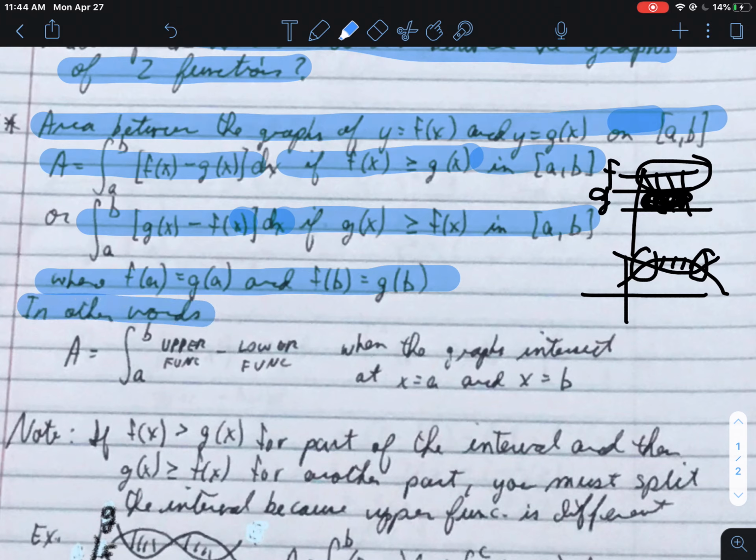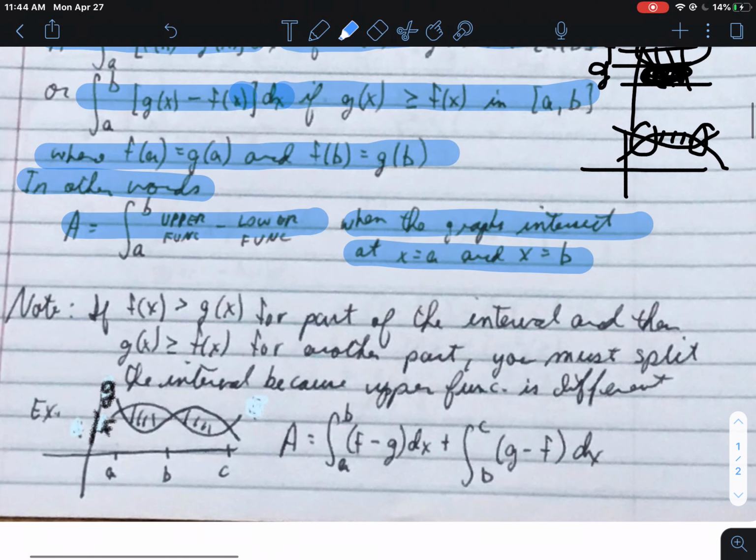So in other words, like I said, it's a pretty straightforward idea. Otherwise, we're finding the area as the integral from a to b of the upper curve or upper function minus the lower function, all right? Given that the graphs intersect at the points where x equals a and x equals b. Now, what happens though if in my interval that changes, right?